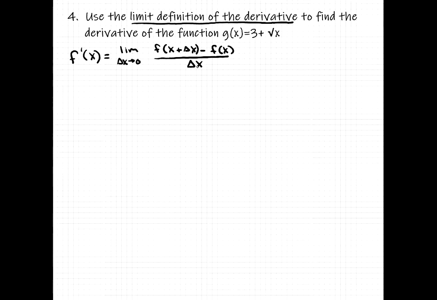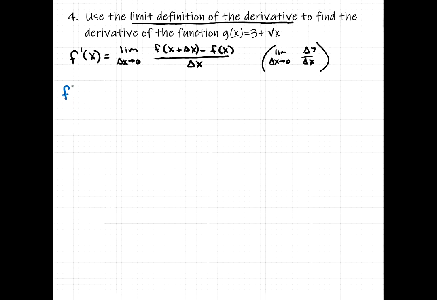Now this is the slope of the secant line here, and we're taking the limit as delta x goes to 0. So another way of writing this is the limit as delta x goes to 0 of delta y over delta x. But we're using the limit definition here on the left.